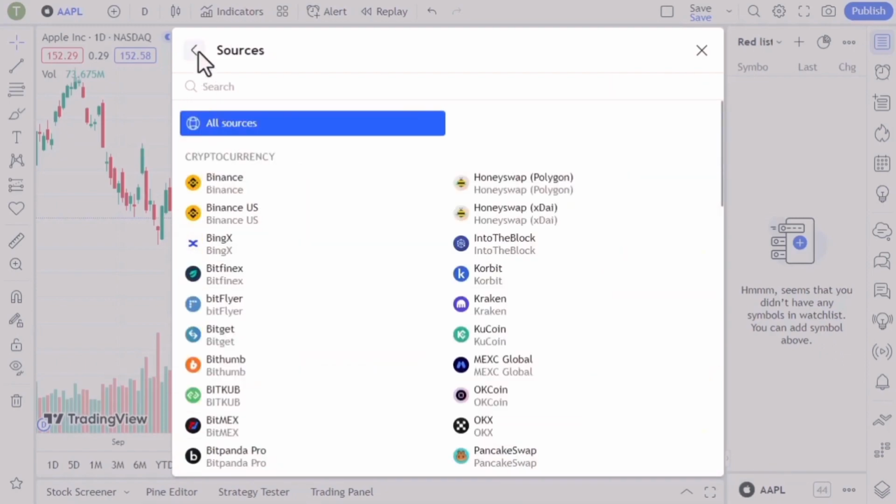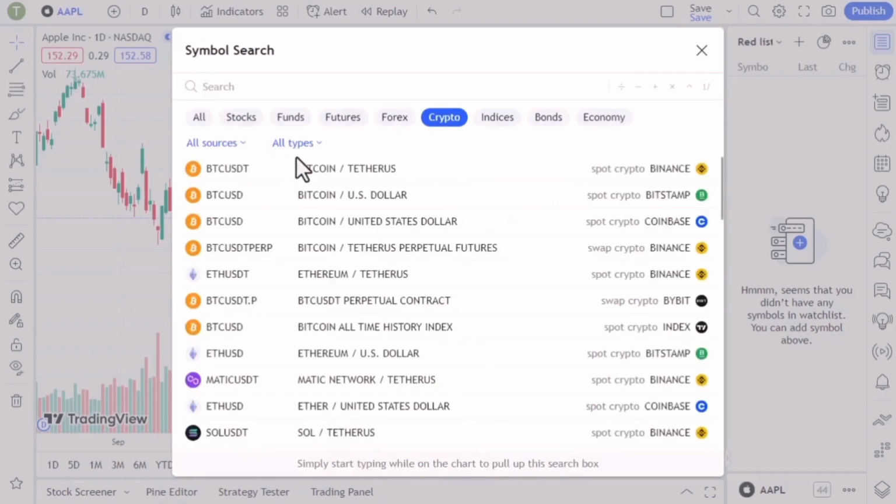You can check it out later. So I'm going to choose Bitcoin to USDT. What is BTC USDT? So Bitcoin to USDT. USDT is Tether. I talked about it previously, but I'm going to mention it here.